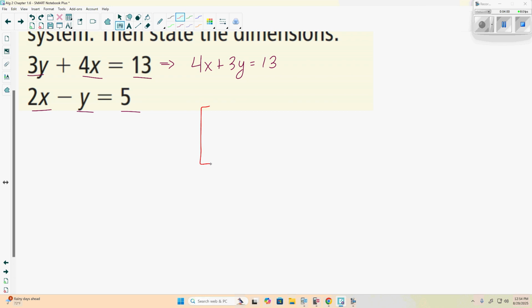So our numbers going across the top would be what? 4, and then 3, and then 13. Now, since 4, 3, and 13 are all positive, we put them in positive. Our second row, 2x minus y equals 5. So the number in front of x is positive 2. The number in front of y is 1, but it would be negative 1. And then the last number is 5.